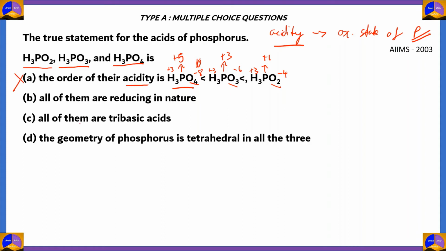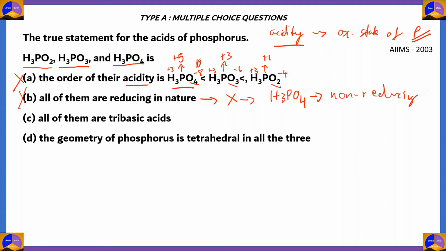What about option B? All of them are reducing in nature. Well, this is incorrect because H3PO4, which is orthophosphoric acid, is generally non-reducing, because it already has 3 OH groups, and therefore it becomes non-reducing. So option B is incorrect.